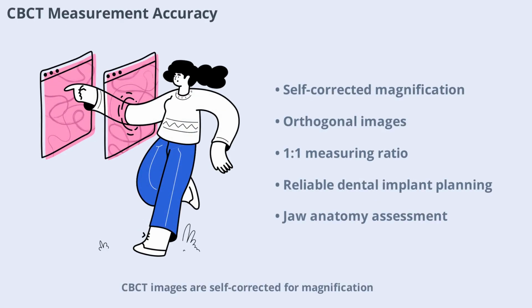CBCT images are self-corrected for magnification, producing orthogonal images with a practical 1:1 measuring ratio. This accuracy makes CBCT a more reliable option than panoramic and traditional 2D images, especially for dental implant planning and assessment of jaw anatomy.